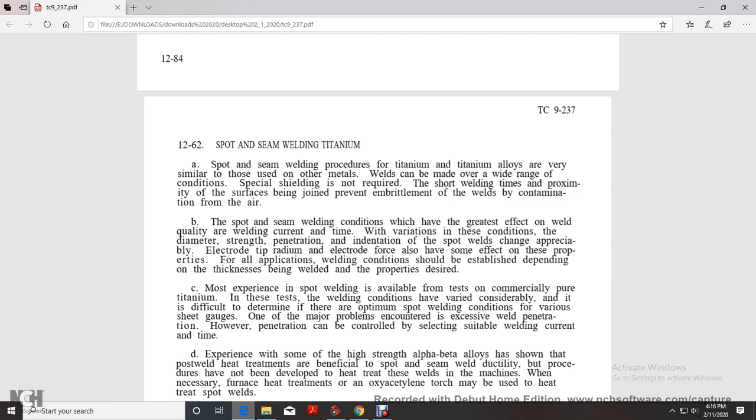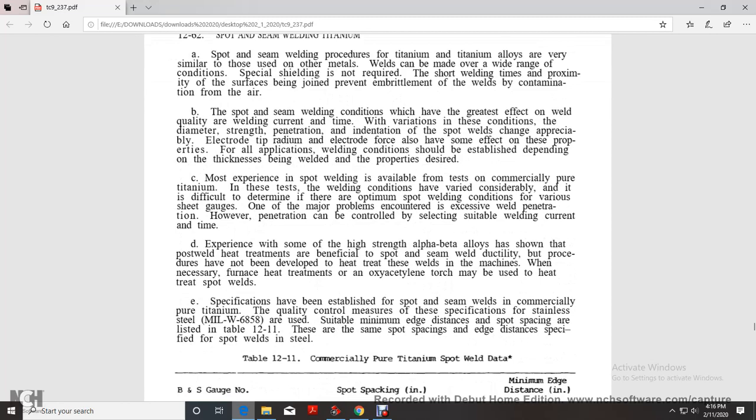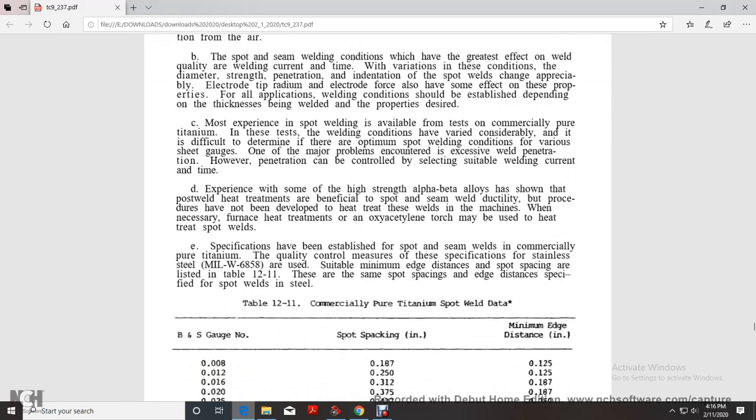In spot and seam welding, the conditions which have the greatest effect on the quality of the weld are welding current and time. Variations in these conditions affect the diameter, strength, penetration, and indentation of the spot weld, as do electrode tip radius and electrode force. So they have some effect on the properties for each application. Welding conditions are established depending on the thickness being welded and the properties desired.